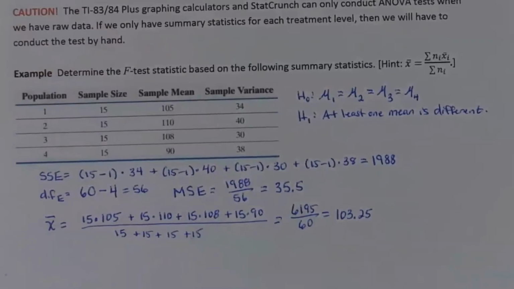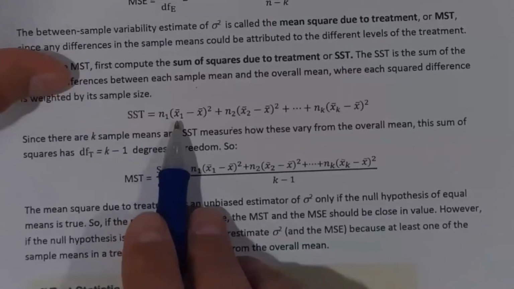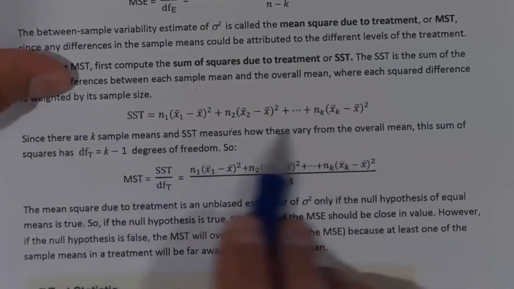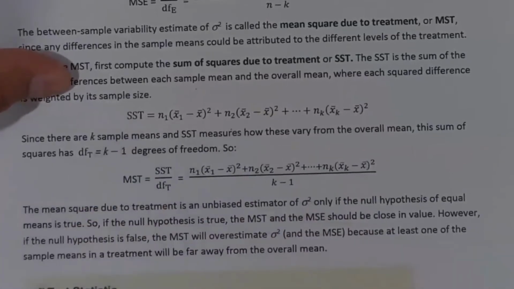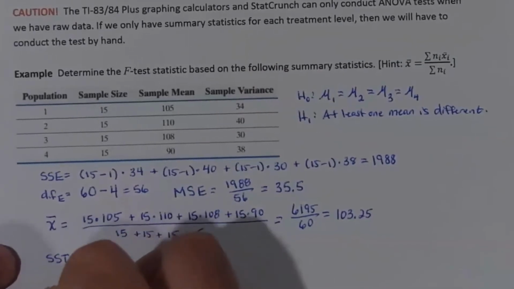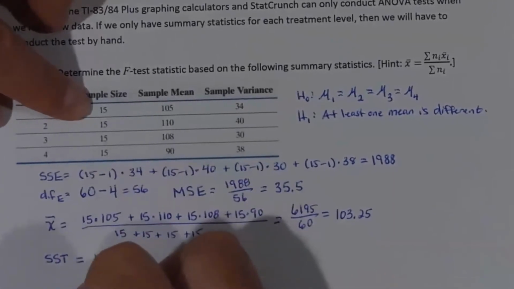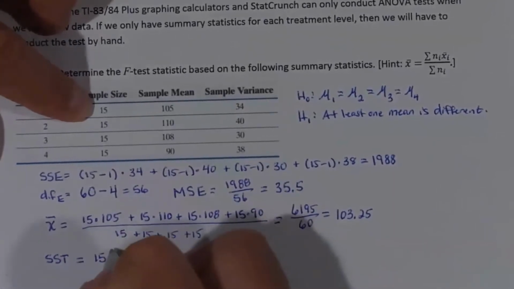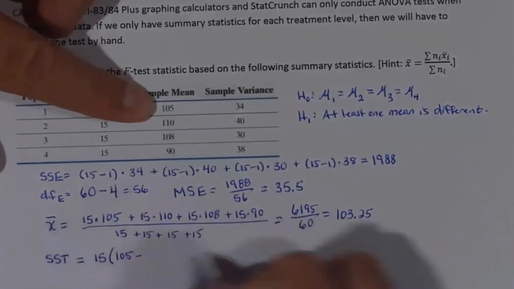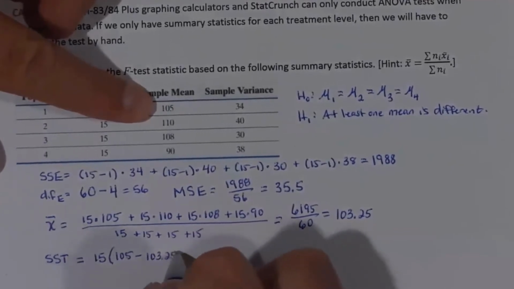Now that I have that, again, I'm going to take each sample size times the individual mean minus the overall mean squared. I'm going to do that for each sample and add it up. That's going to give me the sum of squares due to treatment. So the SST is going to equal: for my first sample, the size is 15, so I'm going to have 15 times the individual mean, 105, minus the overall mean, 103.25, squared.